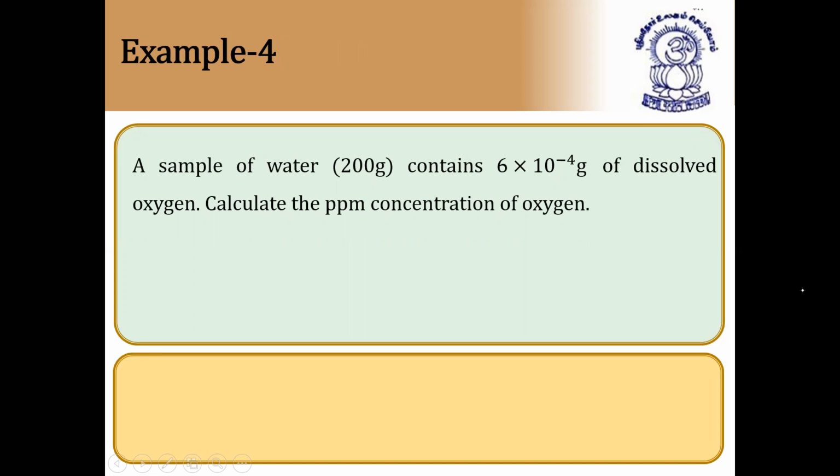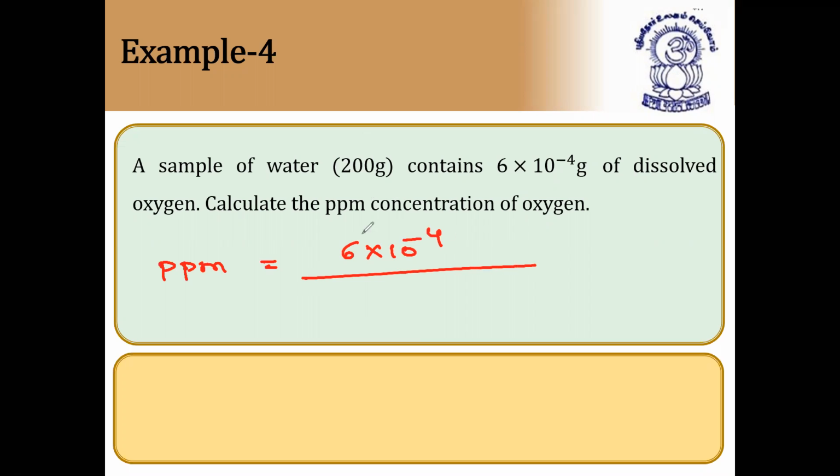A sample of water contains 200 grams water. Total mass is 200 grams. It contains 16 × 10 to the power minus 4 grams of dissolved oxygen. Calculate the ppm concentration. So ppm is equal to mass of solute, that is 16 × 10 to the power minus 4 grams, because it is dissolved oxygen, by total mass of the solution, that is 200 grams.